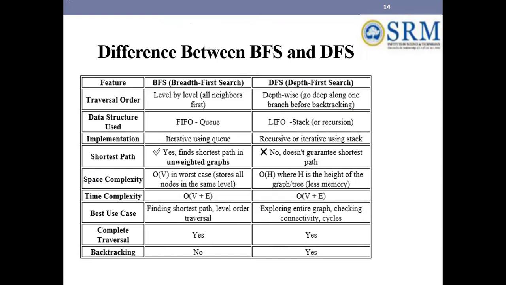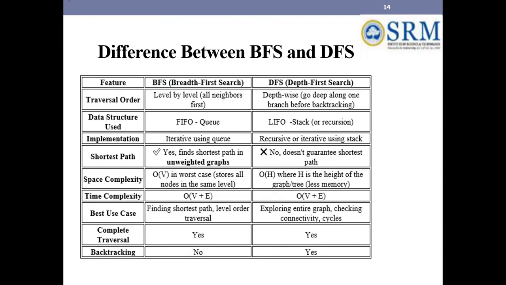And for depth first search, it is order of H, where H is the height of the graph or tree. And time complexity is order of V plus E for DFS. This is for using an adjacency list. Adjacency matrix means order of V square. And the best use case for BFS is finding the shortest path and level order traversal. For exploring the entire graph, checking connectivity or cycles, we can go for DFS. Complete traversal: yes, it is possible. We can visit all the nodes if the graph is connected.